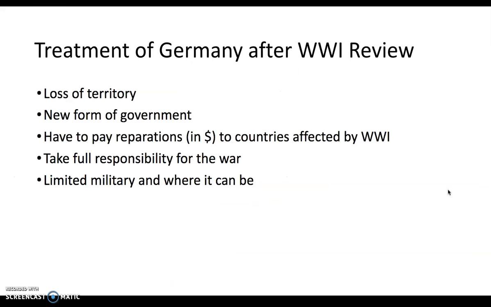So we're looking at Germany at the end of World War I. They lost territory. They had to get a new form of government that was very weak. They had to pay reparations, so they had to pay money to countries that were affected by World War I, which kept Germany weak. That's essentially Belgium, France, and Great Britain. They had to take full responsibility for the war. They had to limit the size of their military and where it could be located.